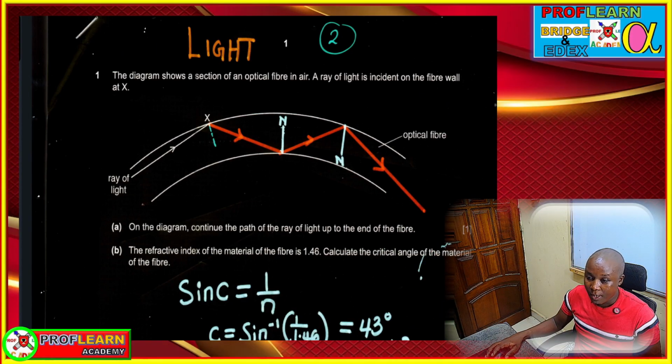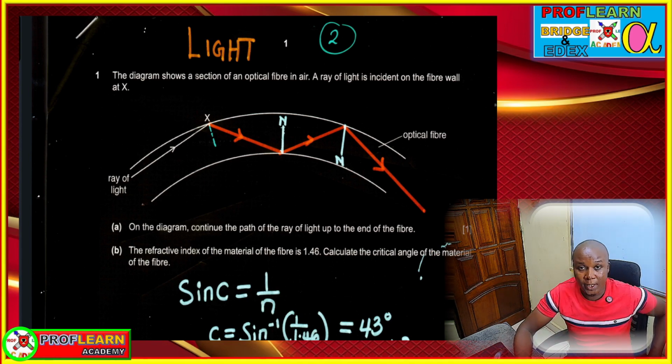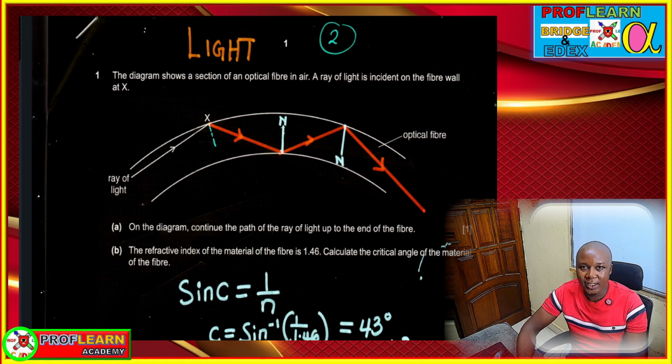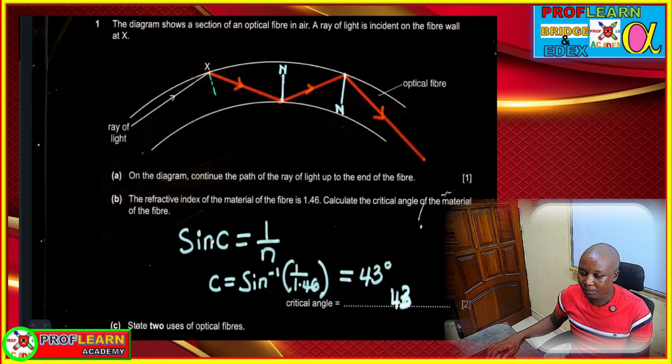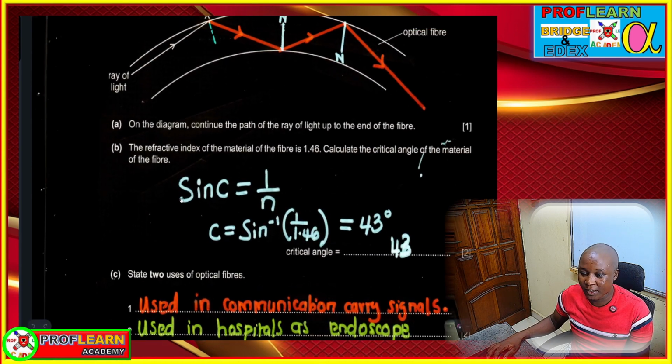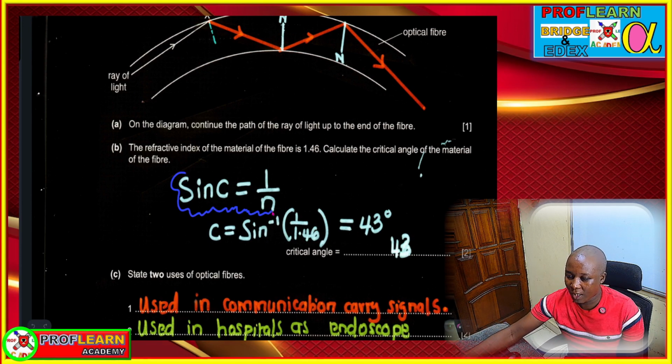So we're going to look at the topic light waves, and you can see one of the questions that can be asked here is where you are given light passing through an optical fiber, and you are supposed to work out the critical angle. And remember, critical angle is the angle of incidence in the dense medium when the refracted angle is 90 degrees, and the relationship between the refractive index and the critical angle is this one: sine of the critical angle is equal to 1 over the refractive index.